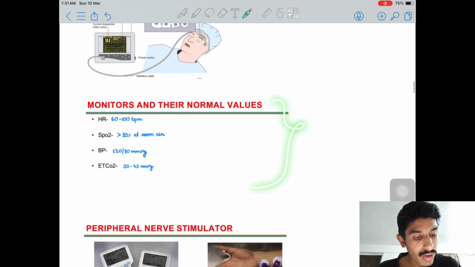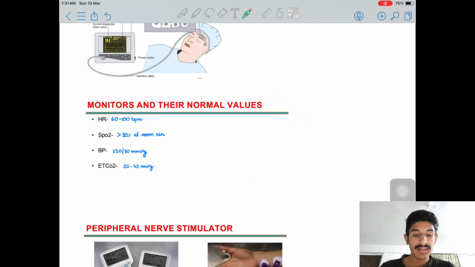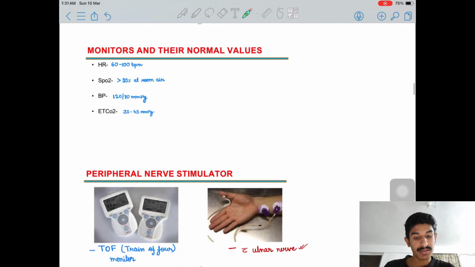So the monitors and their normal values: heart rate 60 to 100 beats, oxygen more than 95% at room temperature, BP 120 by 80, systole by diastole, and capnogram, CO2, what I told you in the first lecture, 35 to 45 mm mercury is normal.